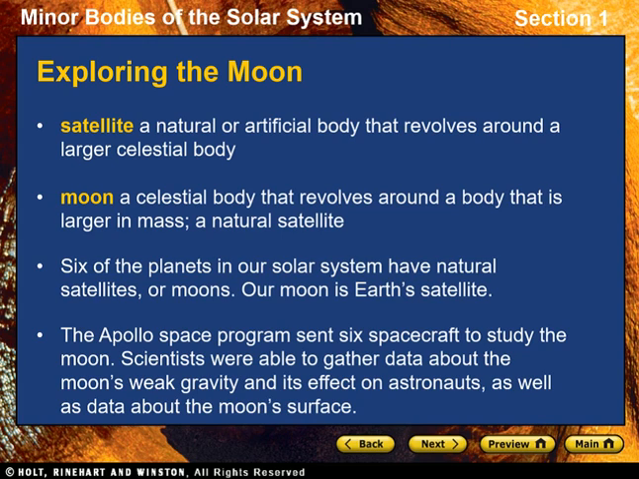In 1957, the Soviet Union launched Sputnik, which was the first artificial satellite launched into space. In 1958, the United States launched its first artificial satellite, which was named Explorer 1. Thousands of artificial satellites are now in orbit around Earth, including weather satellites and space telescopes, such as the Hubble Space Telescope.